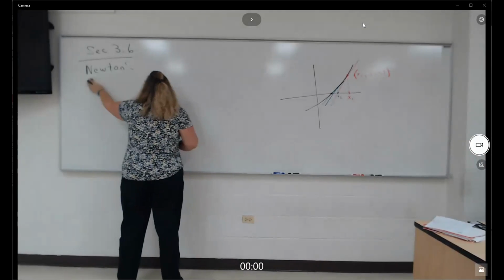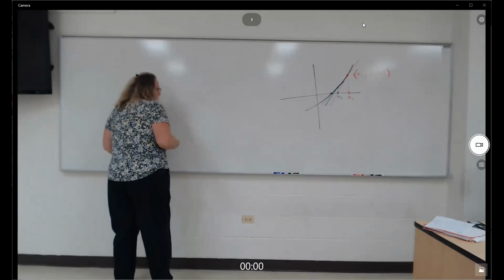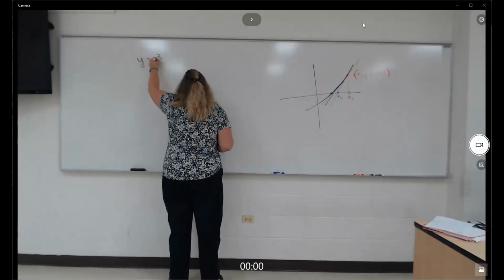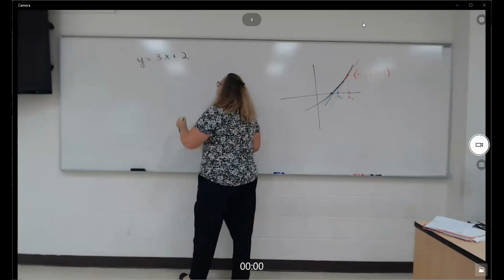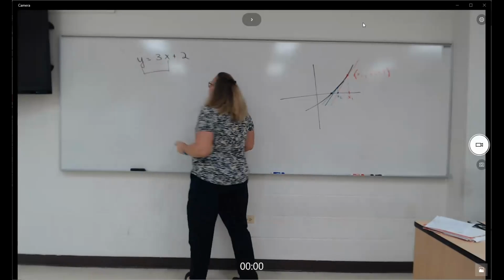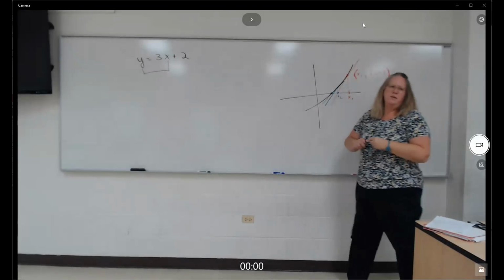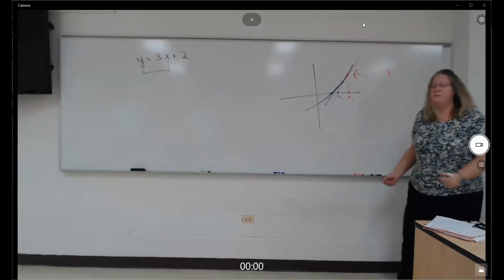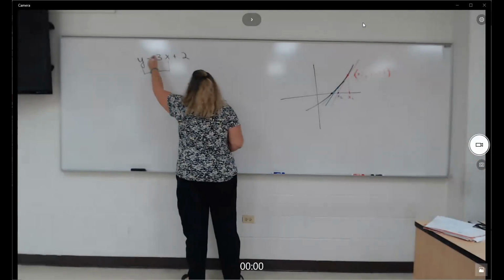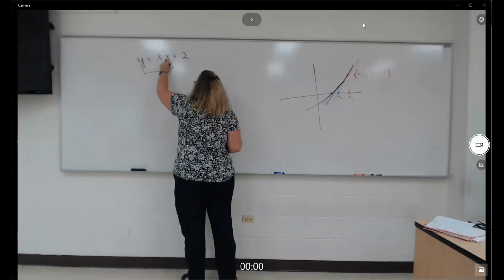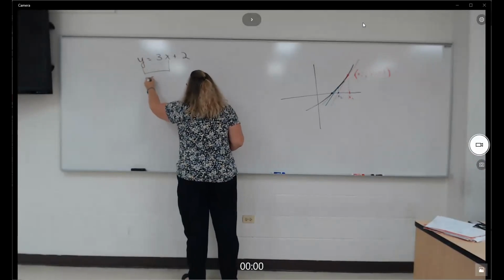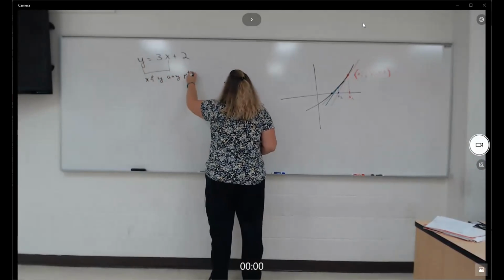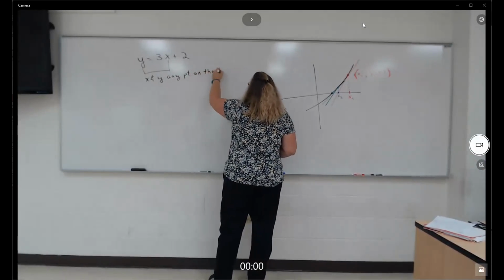Okay, so how are we going to do this? Well, when I write this on the board, y equals 3x plus 2. What is x and y? X and y is any point on the line. This is any combination that works on this line. I can plug in x and y, any point on the line.